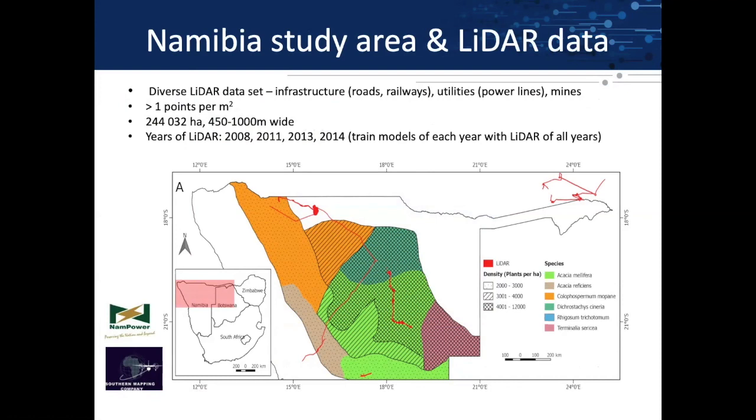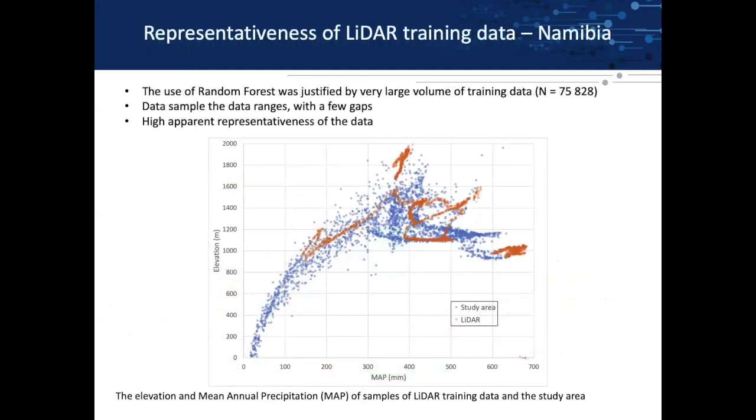We have a very large training data set, 244,000 hectares of airborne LiDAR. So we believe that this stage of machine learning approach was potentially justifiable. We further investigated the representativeness of the training data here, just looking at elevation versus mean annual precipitation for the study area in blue versus the LiDAR data in orange. And you could judge that there's fairly good coverage, except for the very arid areas where there are no trees.